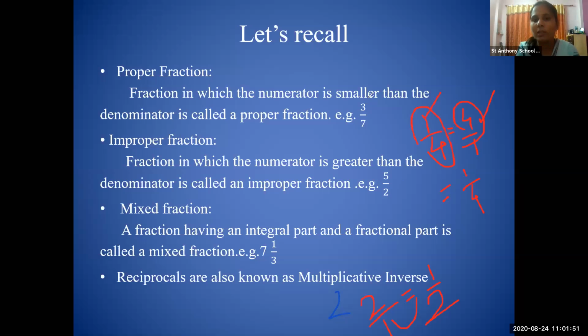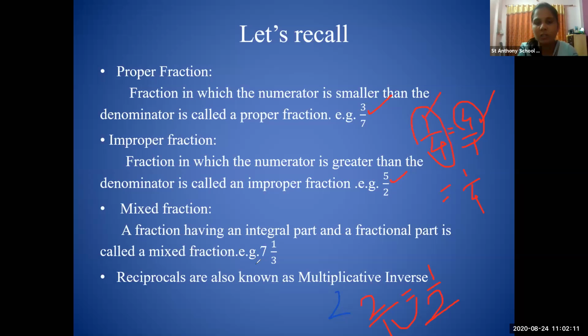See, a fraction in which the numerator is smaller than the denominator is a proper fraction. ऊपर छोटा नंबर है, नीचे बड़ा नंबर है, that is a proper fraction. Similarly, exactly the opposite, if you invert it, meaning the numerator is greater than the denominator, then it is an improper fraction.